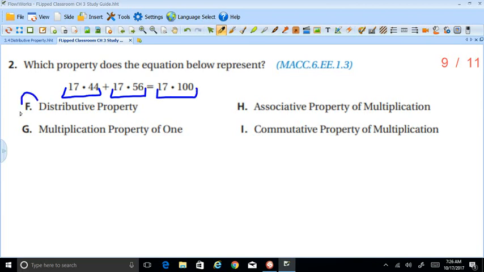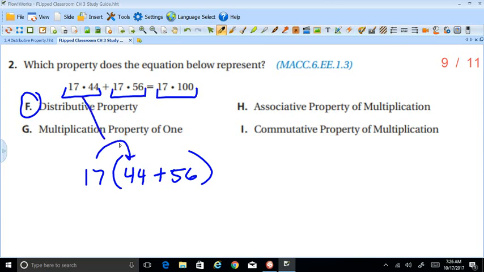This is an example of the distributive property because this is what they really have. They have 17 times 44 plus 56, which gives us the 17 times 44, and then the 17 times 56. And they are simply combining those first to make it 17 times 100, and that is an example of the distributive property.